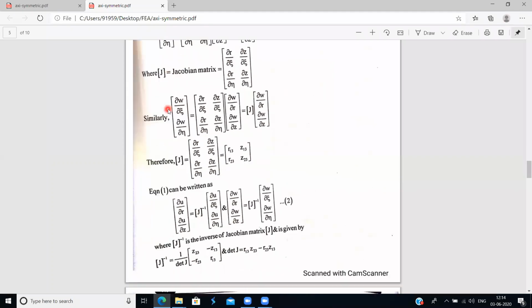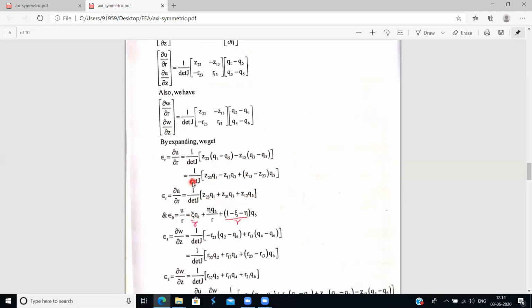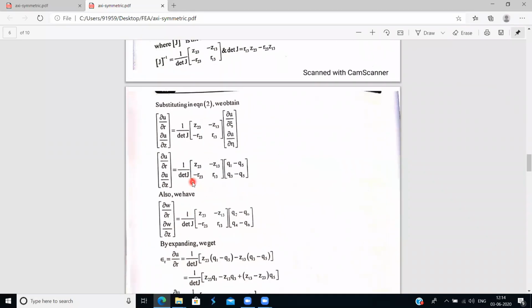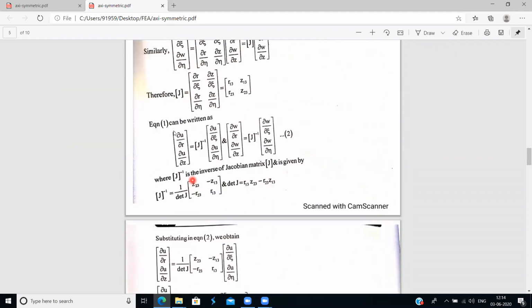That is what they have written here. Rewriting the above first equation, ∂u/∂r, ∂u/∂z is equal to J inverse of ∂u/∂zeta, ∂u/∂neta. Same thing we will get for the second equation: J inverse of ∂w/∂zeta, ∂w/∂neta. Now we are going to find J inverse.